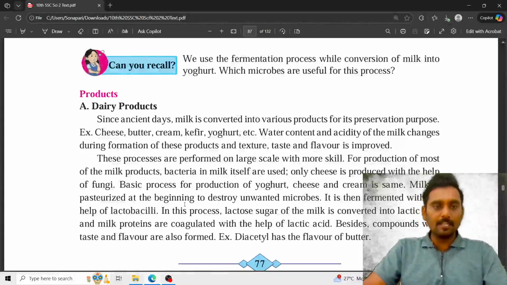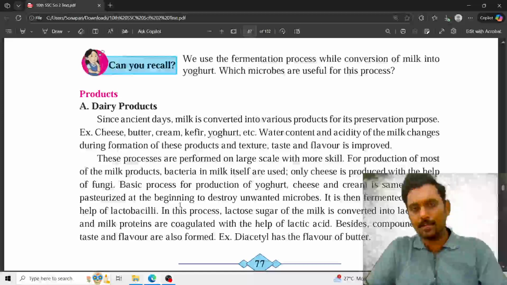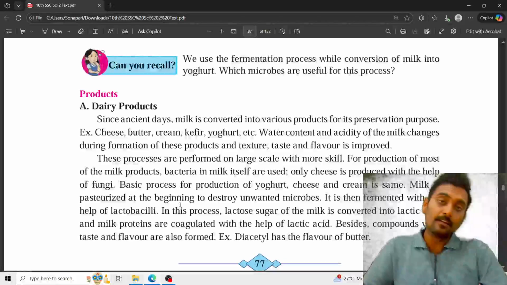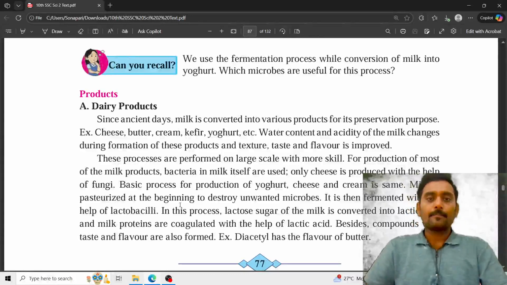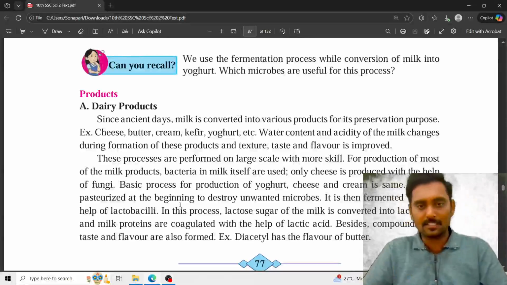So here, milk is pasteurized first. It is boiled. Because of the high temperature, the harmful microbes present inside the milk get killed. Then the milk is filtered. Now this filtered milk is fermented with the help of lactobacilli, and this lactobacilli converts the lactose sugar into lactic acid.